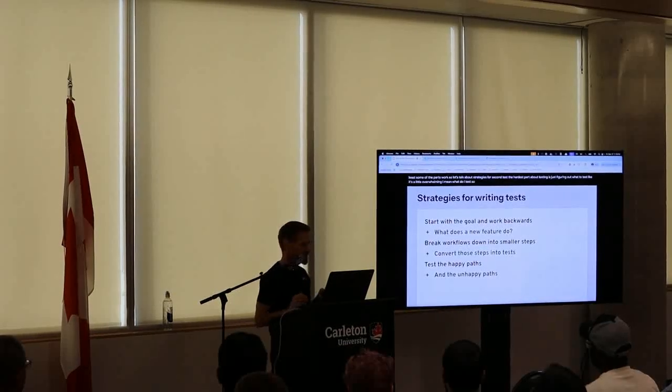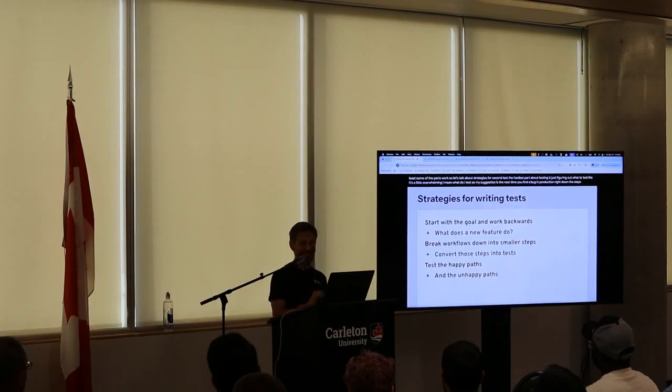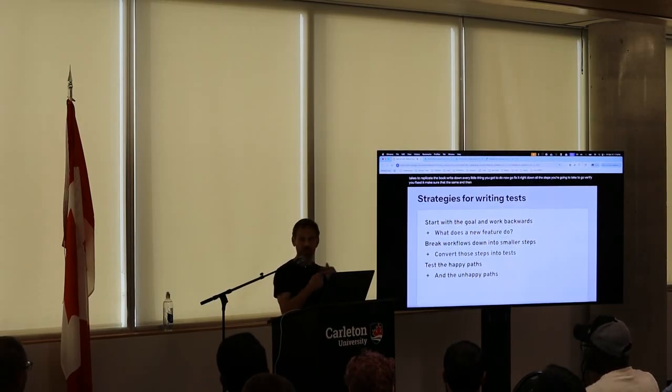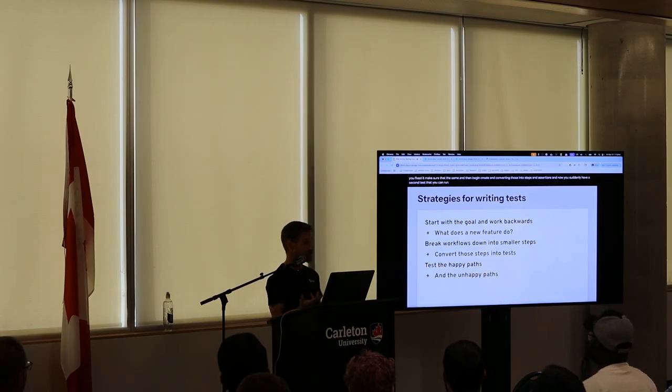So my suggestion is the next time you find a bug in production, write down the steps it takes to replicate the bug. Write down every little thing you gotta do. Now go fix it. Write down all the steps you're gonna take to verify you fixed it. Make sure they're the same, and then begin converting those into steps and assertions, and now you suddenly have a second test that you can run on a regular basis to ensure that never happens again.